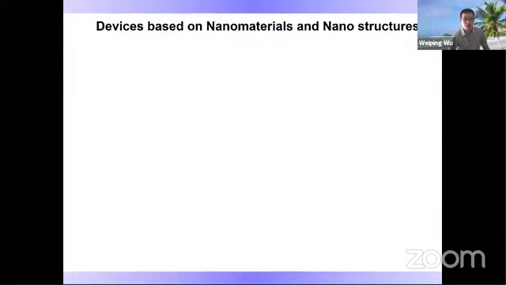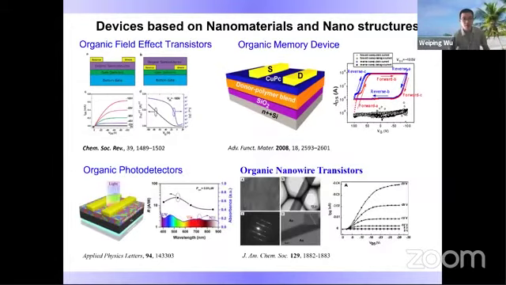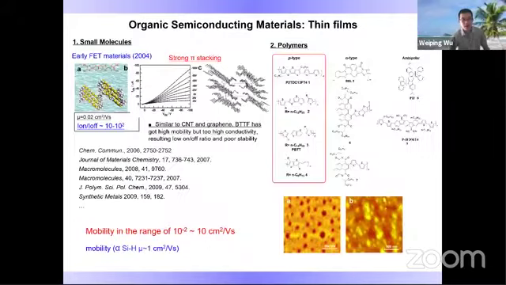There are some slides showing some of my research work on developing organic field effect transistors, organic memory devices, organic photodetectors, as well as organic nanowire transistors. First, I will briefly introduce the development of organic p-type materials. On the left-hand side of the slides, we can see small molecules which show quite strong pi-pi stacking.